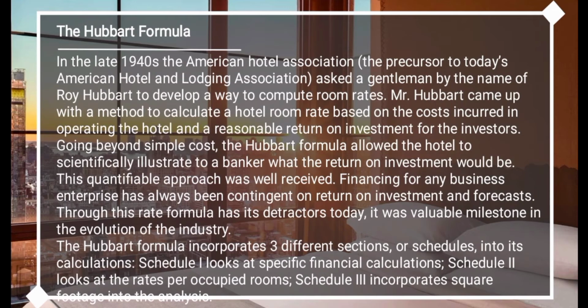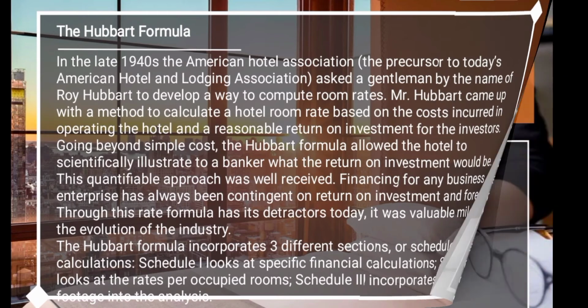The Hubbard formula incorporates three different sections or schedules into specific calculations. Schedule 1 looks at specific financial calculations. Schedule 2 looks at the rates per occupied room. Schedule 3 incorporates square footage into the analysis.